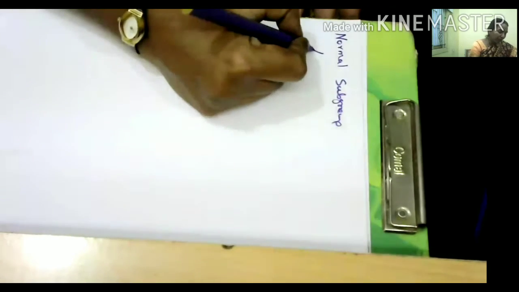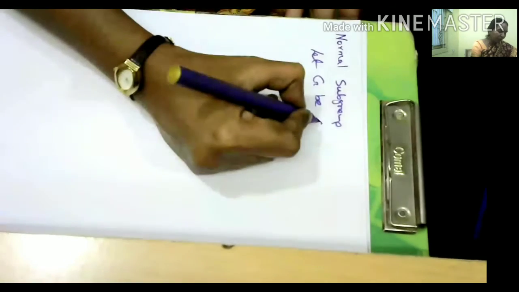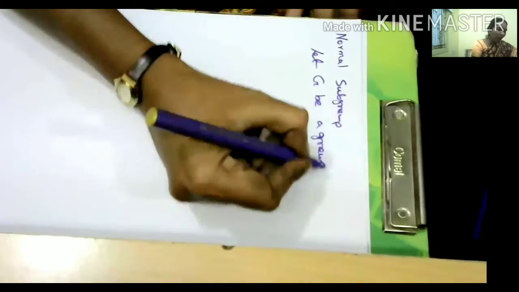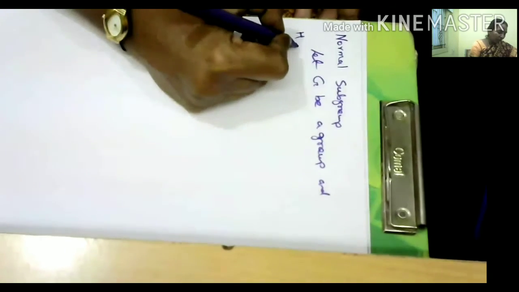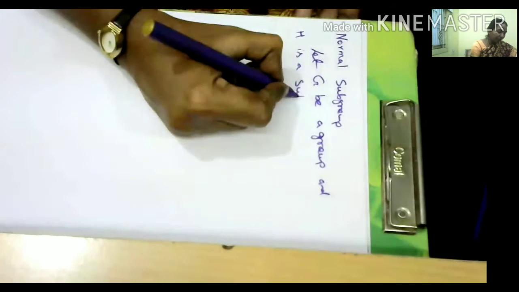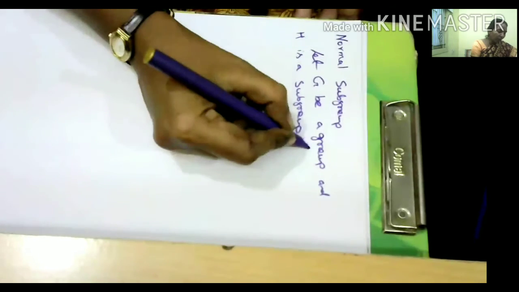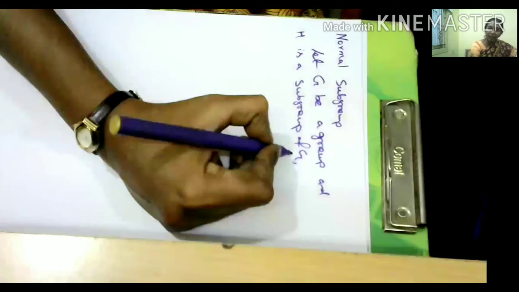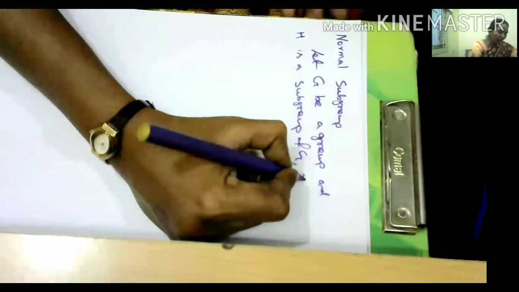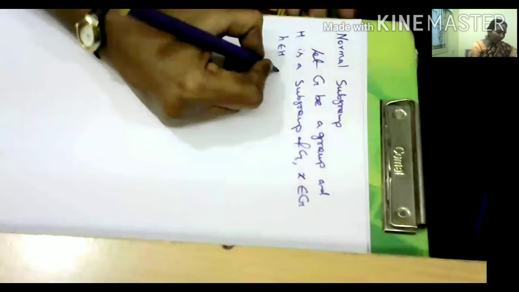Just to take it, let G be a group and H is a subgroup of G. So for defining normal subgroup, we need a group and also a subgroup of capital G. After that, take one element from capital G, so x belongs to G, and another element from capital H, so small h belongs to capital H.